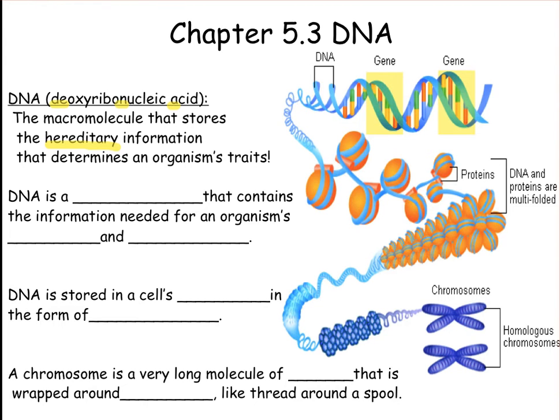Okay, so when we say that DNA has information in it, we mean that DNA is literally a chemical code. And this chemical code contains the instructions needed for an organism's growth and development. Without DNA, our cells would not know what materials to make or how to behave.